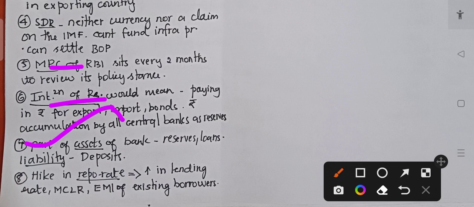And the next fact is about a hike in the repo rate. What will happen? A hike in the repo rate will lead to an increase in the lending rate, which is related to the repo rate, and also MCLR and the EMI of existing borrowers.